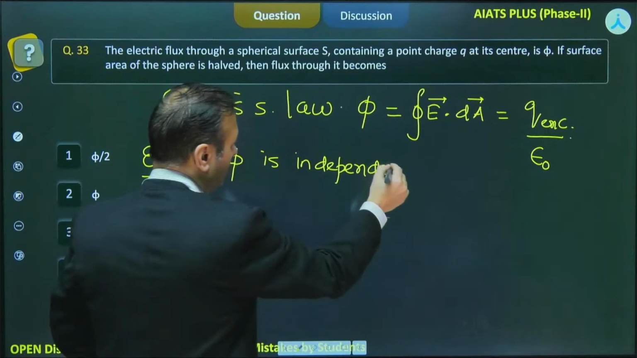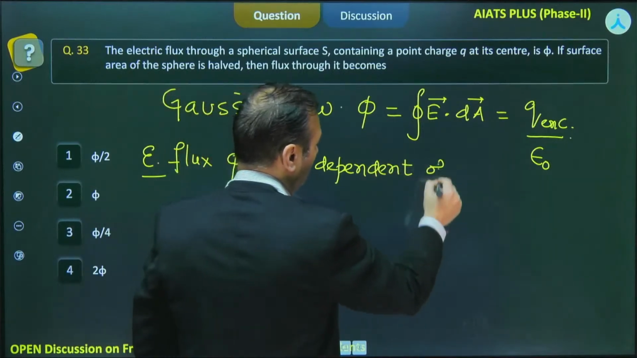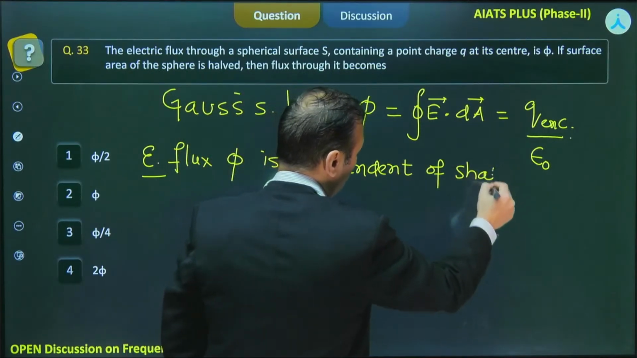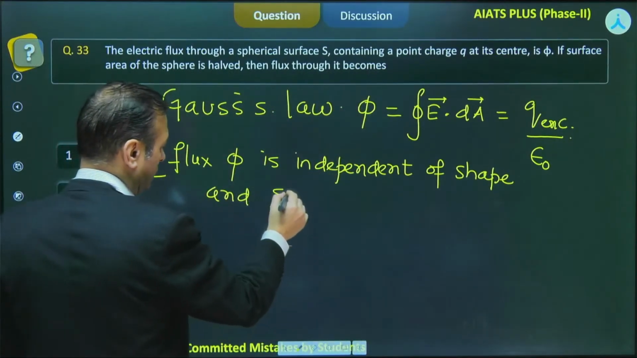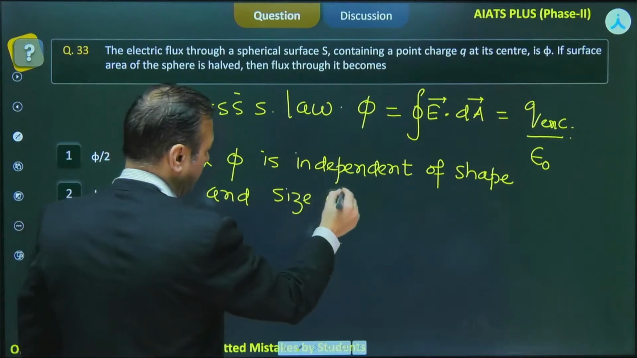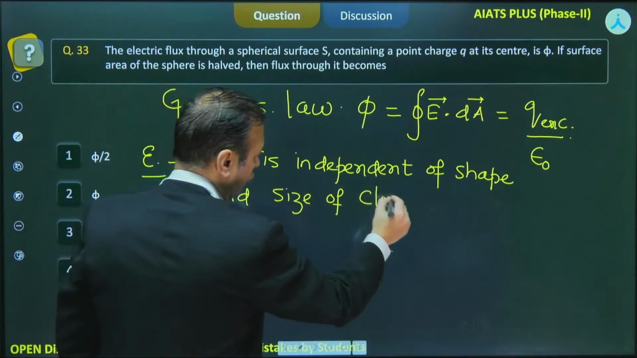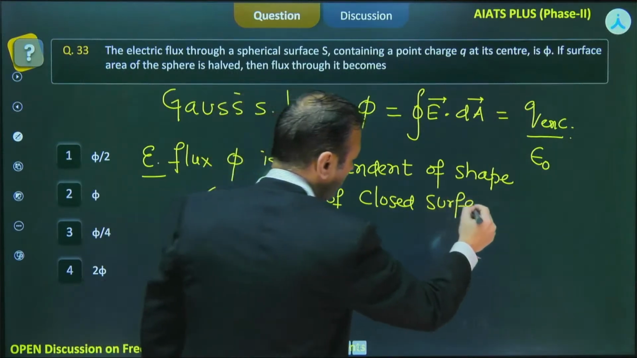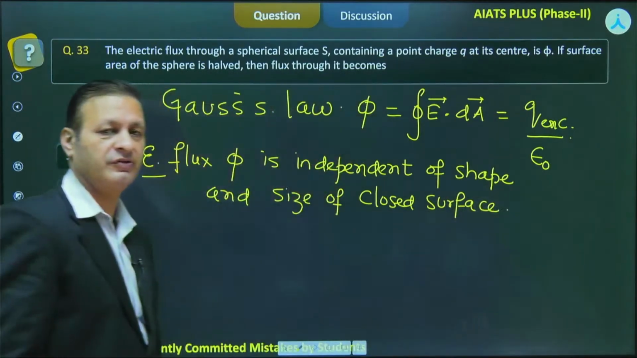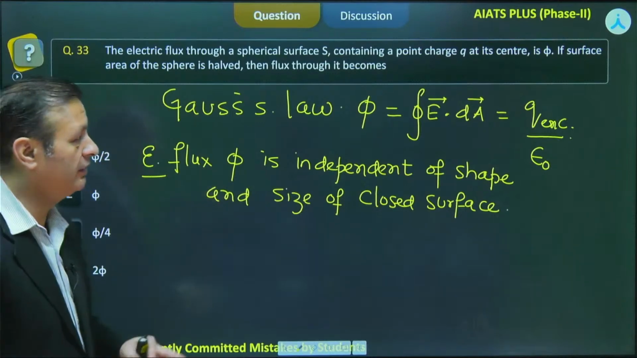Electric flux phi is independent of the shape and size of the closed surface. So this is the important point to be noted.